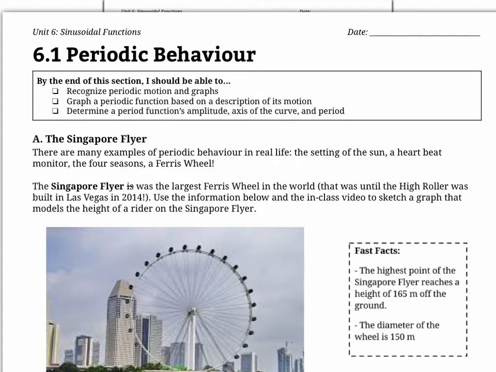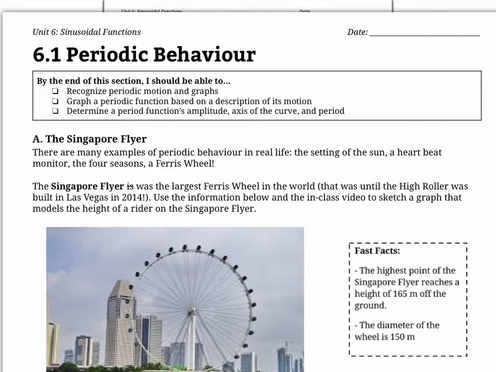As you're sitting on the Ferris wheel and the person has videotaped it, they've sped it up so that they go in one rotation in 60 seconds. And what we're going to do is graph what that person's height would look like if we were to graph it on an XY grid.